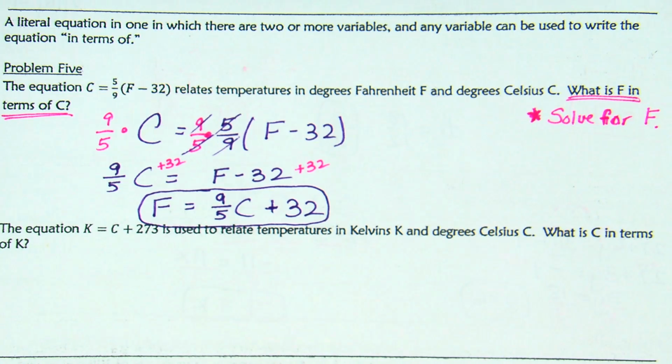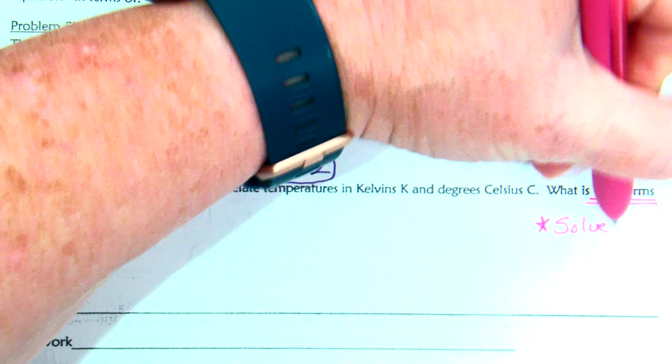If it's C plus 273, to move the plus 273, if I subtract 273 on one side, subtract it on the other. So, 273's cancel, and we end up with C equals K minus 273. So that's a little bit easier one. But it still goes to show the steps are the same as what you already know.